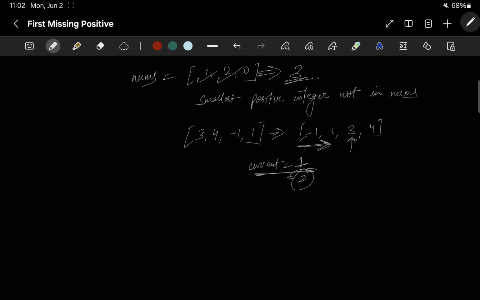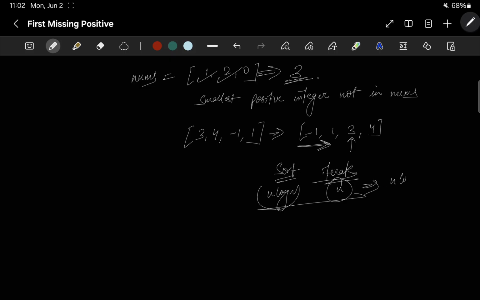Now you check if the current number like 3 is equal to 2. No, it means 3 is greater than 2. It means yes, 2 is missing from here. So the answer is 2. So in this case, first you do sort and then you iterate. Okay. So sorting takes n log n and iteration takes n, right? So the overall time complexity of this is n log n.